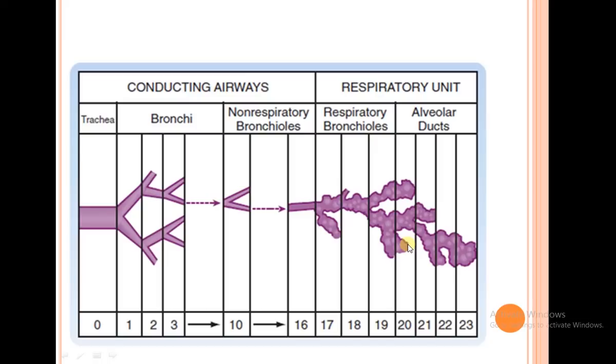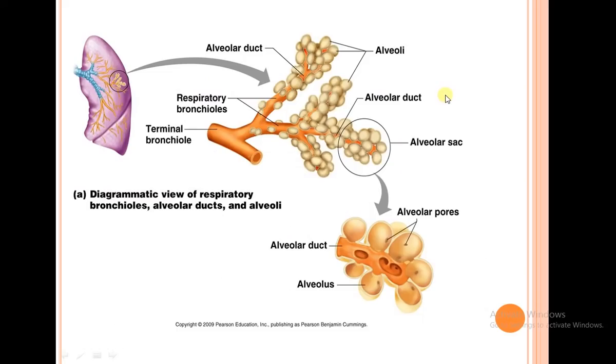Yesterday we divided the respiratory tract, or the respiratory tree, on the basis of structure or anatomy, as upper and lower respiratory tract. Now functionally we can divide the respiratory tract into two parts: the conducting airways and the respiratory unit, or the exchange zone. Conducting airways and respiratory unit, or the respiratory exchange zone, is the classification which is based on the function.